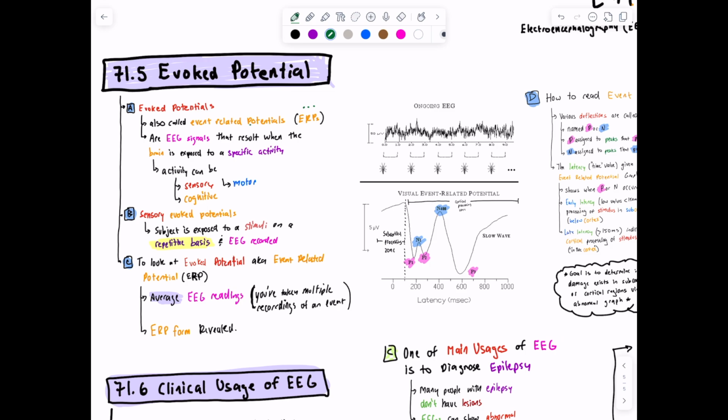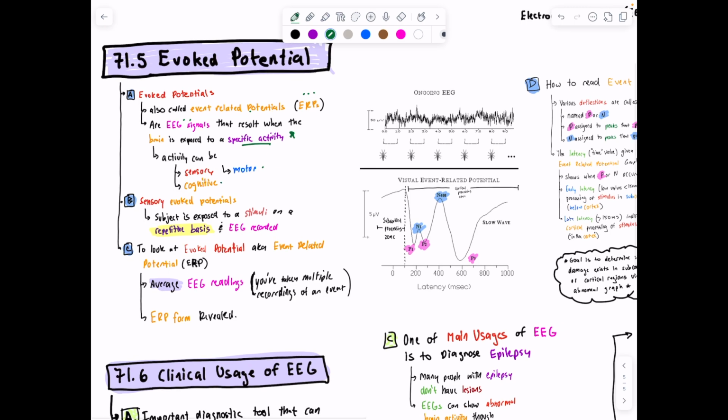Okay, so these are EEG signals that result when the brain is exposed to a specific activity, an event. The activity can be sensory, thinking, cognitive, or motor, moving, right? We're going to start by talking about sensory provoked potentials because it's maybe a little bit more straightforward.